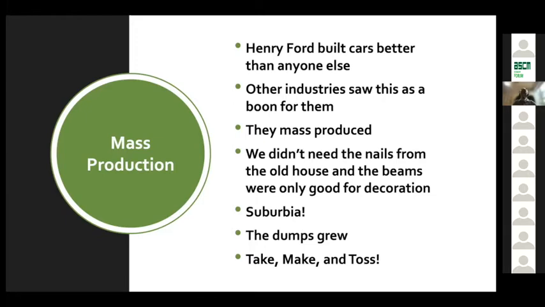Once we started mass producing, we didn't need the nails from the old house, and the beams were the only thing that we wanted to save. Some of those old hand-hewn beams were really cool, so we would take those and store them, and we continued to grow, and we created suburbia, and the dumps grew. We were in the midst of take, make, and toss, where we would take the raw material, make it into something, and then toss whatever we didn't need. And when we were finished with it, we tossed the product as well. So that's where we got to.